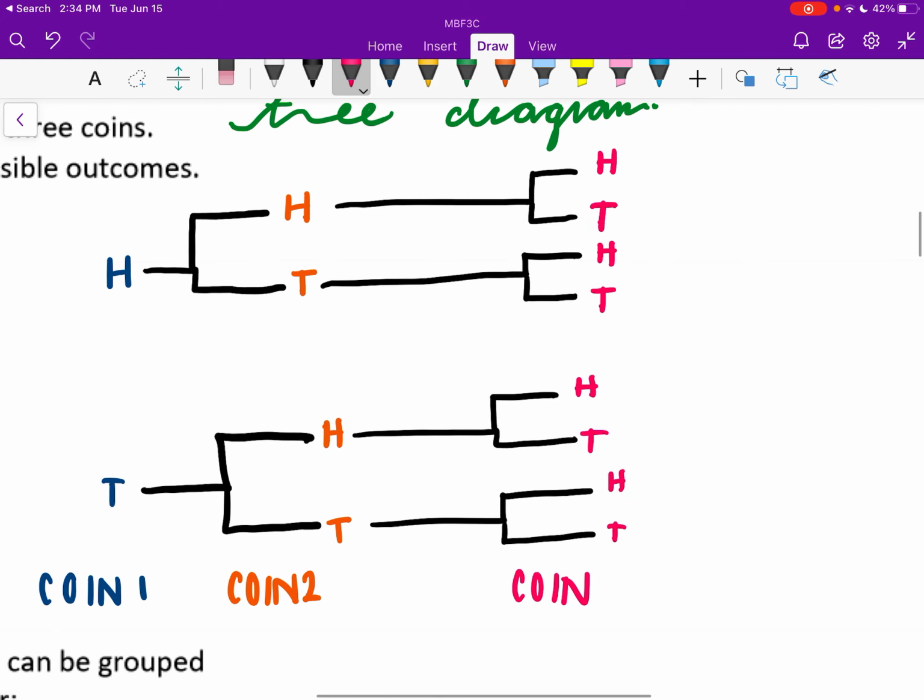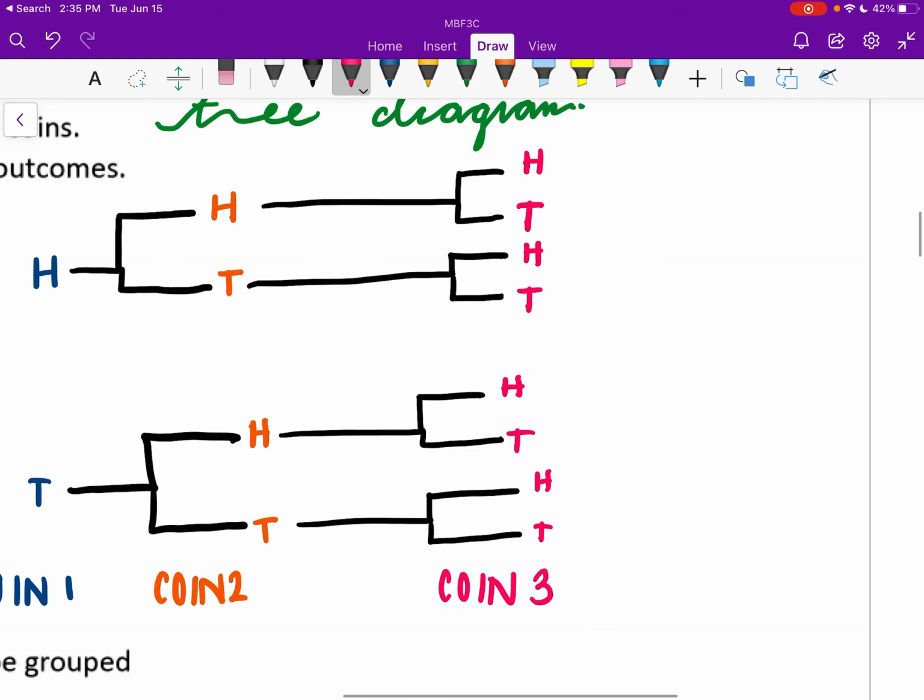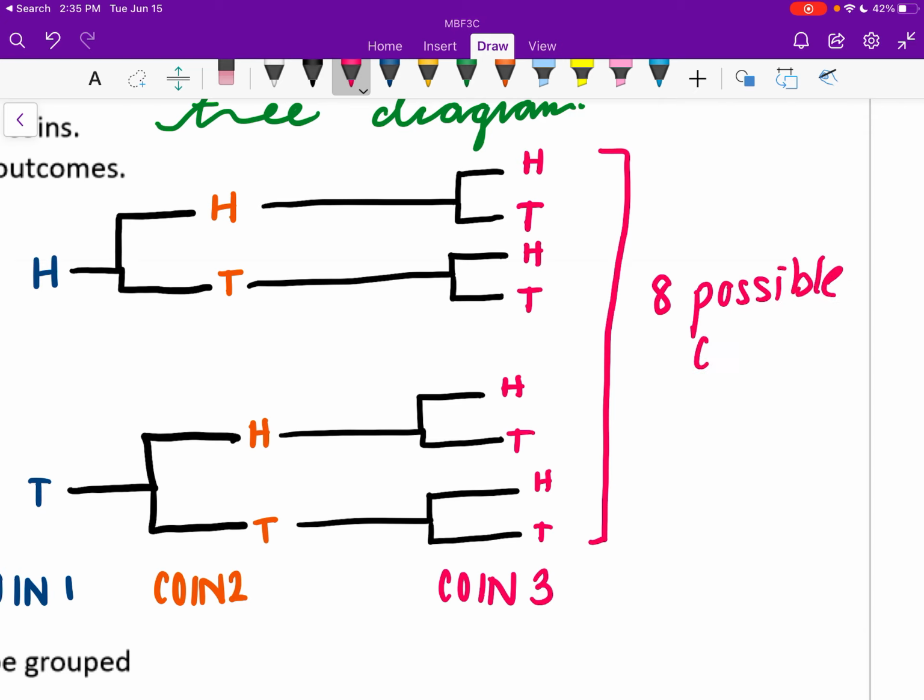Then when I move on to my third coin, I add even more options. I can have a head, head, head, head, head, tail, head, tail, head, head, tail, tail, tail, head, head, tail, head, tail, tail, tail, head, tail, tail, tail, right? So now I have, on this end piece, 8 possible combinations, which we know is true because we already counted 8 possible combinations.